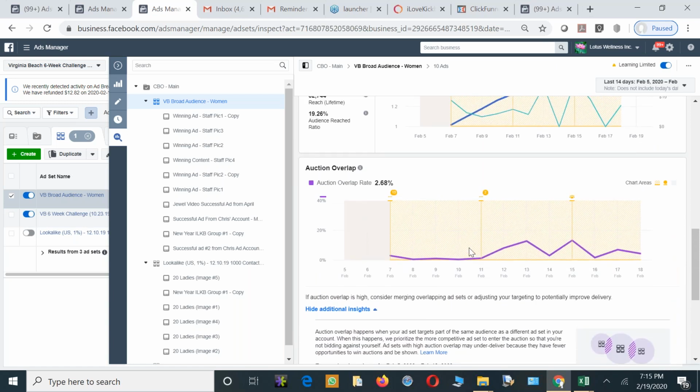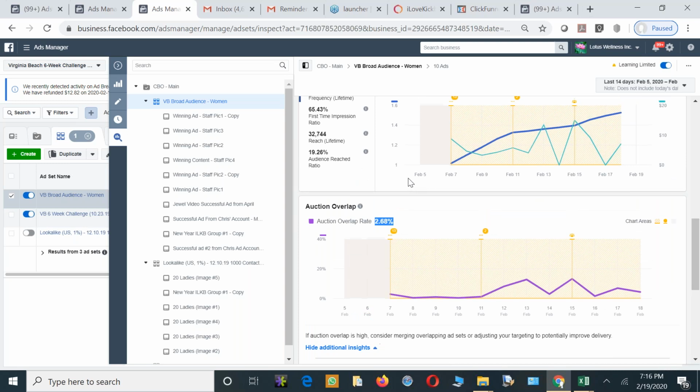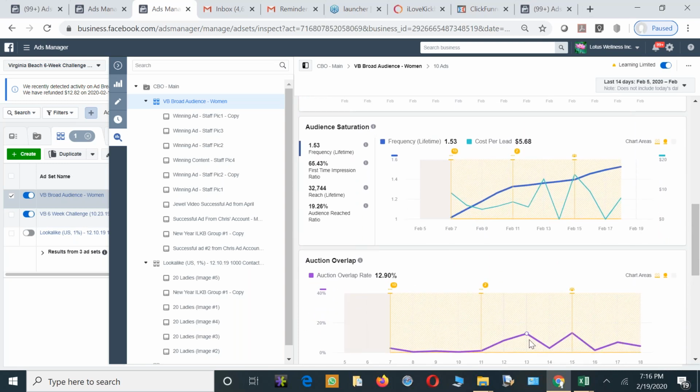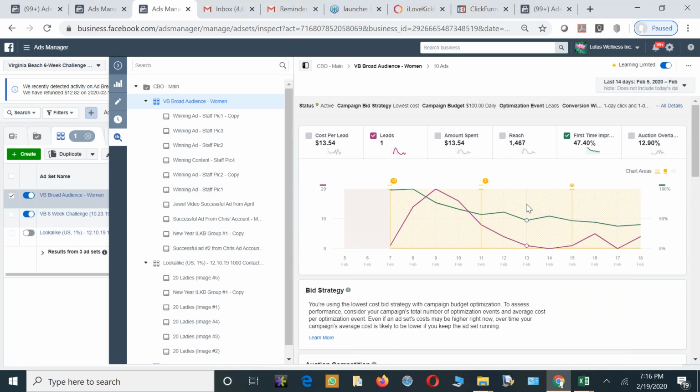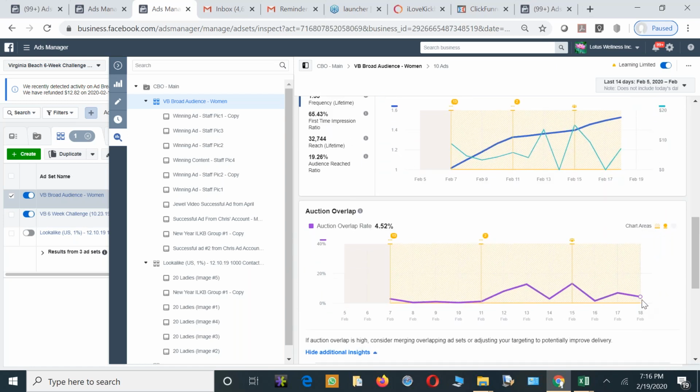Anything above a 20% overlap is going to be bad. A 2.68 is nothing to really worry about. And we can see that here, right here, it says 12.9. That's concerning because when we look at it here on that same date, we're talking about a $13 lead. But when you look down here, it's a $7 lead when you're at a 4%. So 10% and above in your case looks like it can be harming.